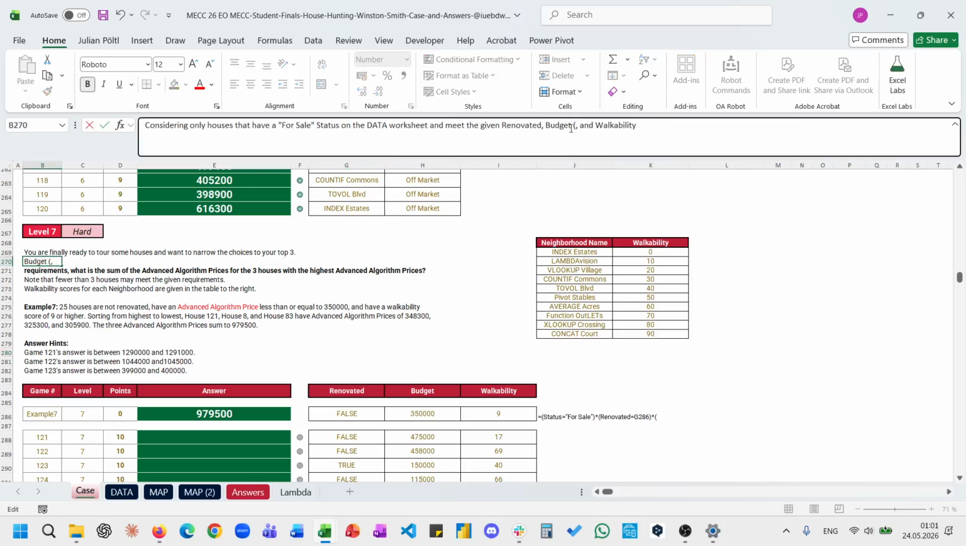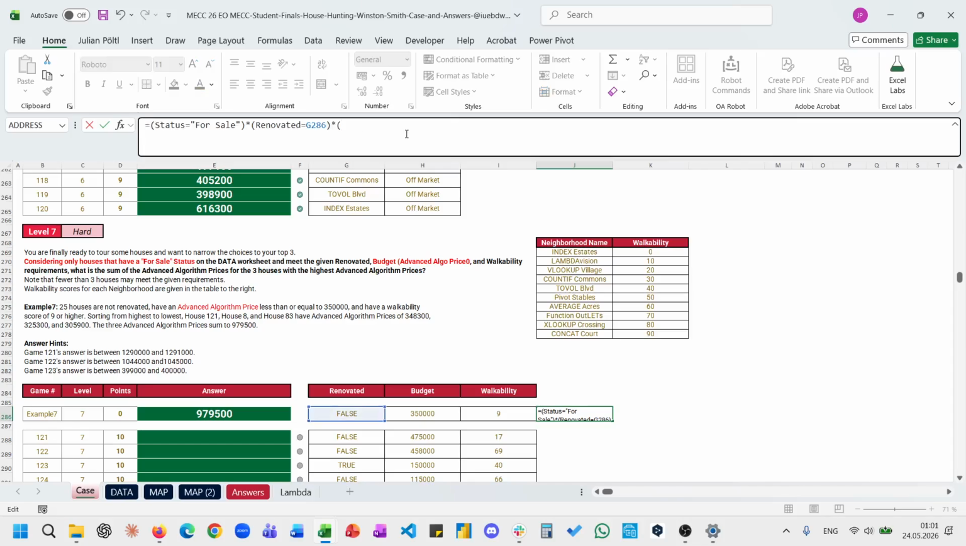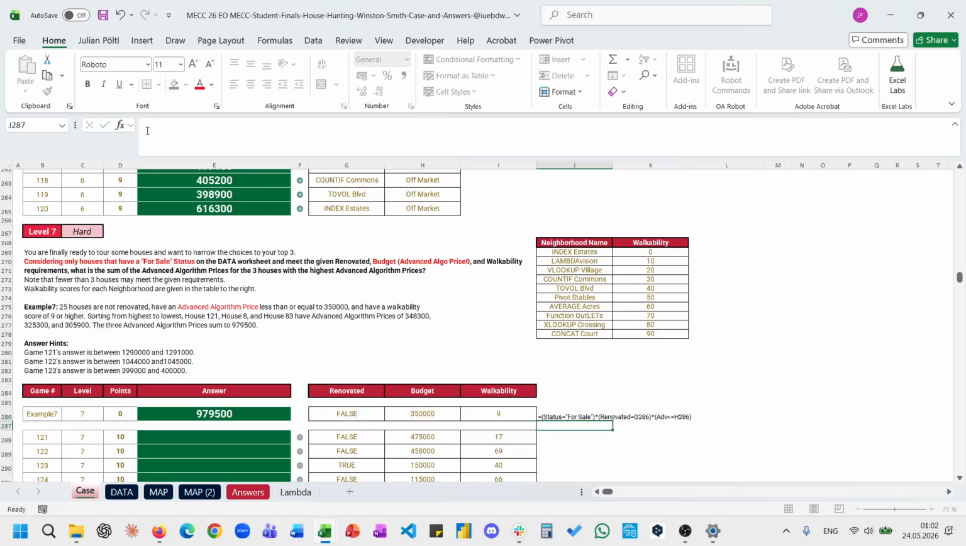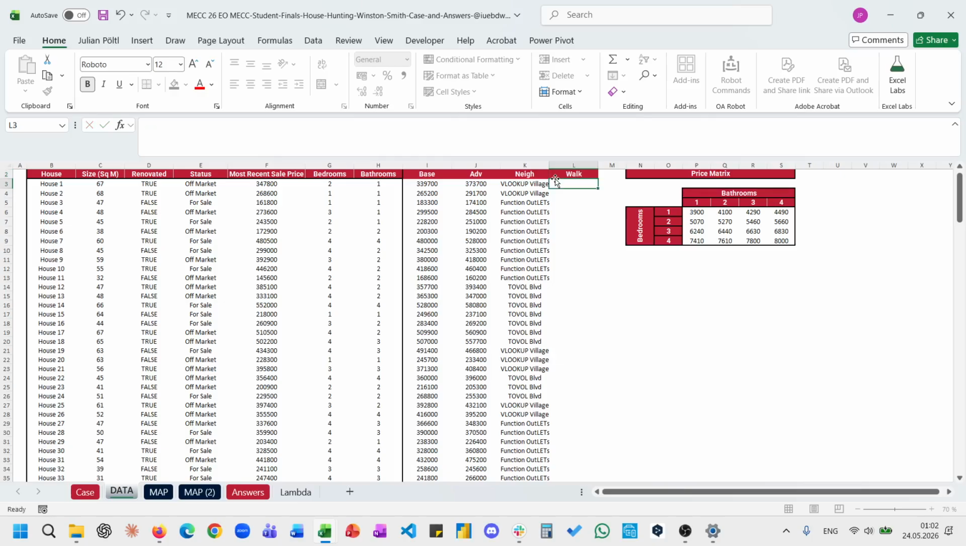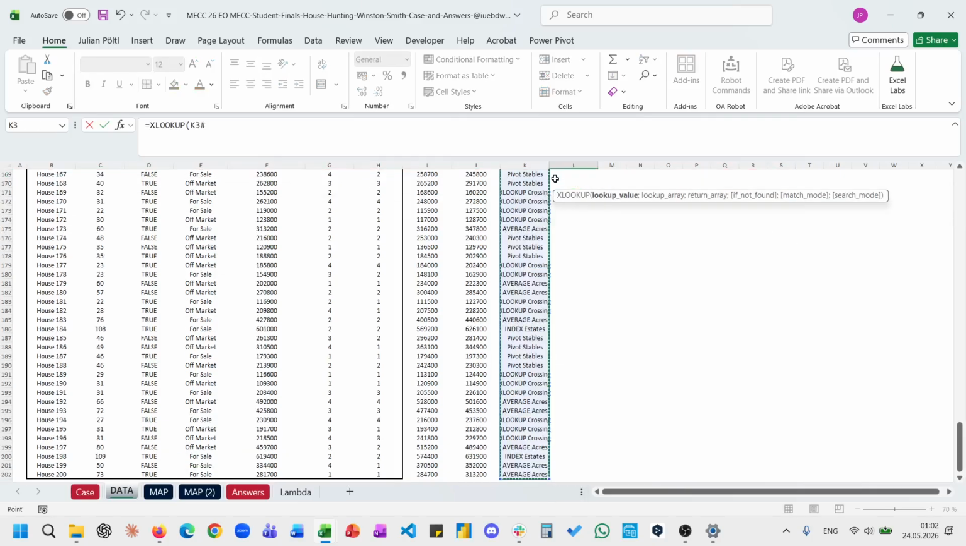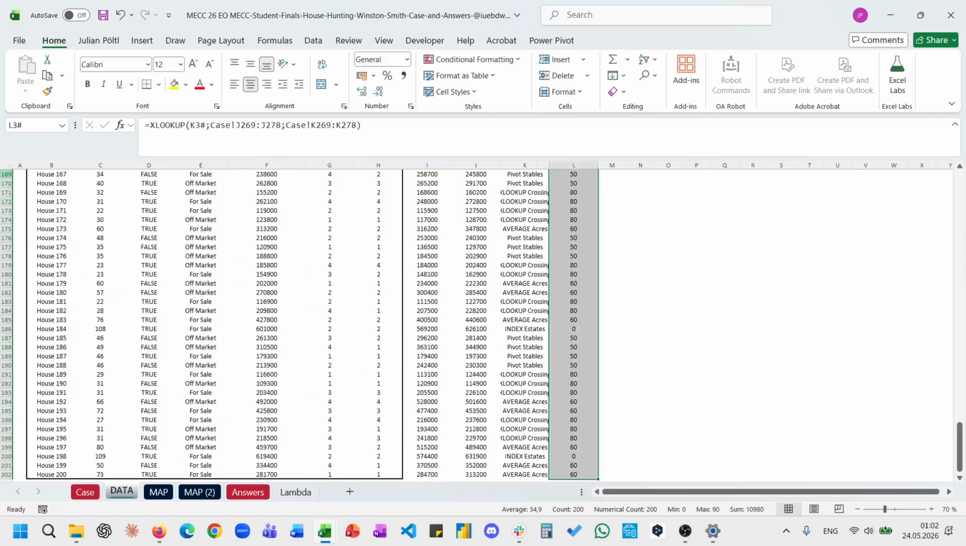Budget, advanced algo price. Sometimes less is more, and sometimes more is better. Anyways, I'm sorry for that. I rant too much today. If you dislike the video, that's also fine. Smaller or equal than the budget. And now I have to actually do something in addition. The walkability score. Walk, it's basically an XLOOKUP based on the neighborhood, so nothing special actually. Here, walkability score, let's name it walk.